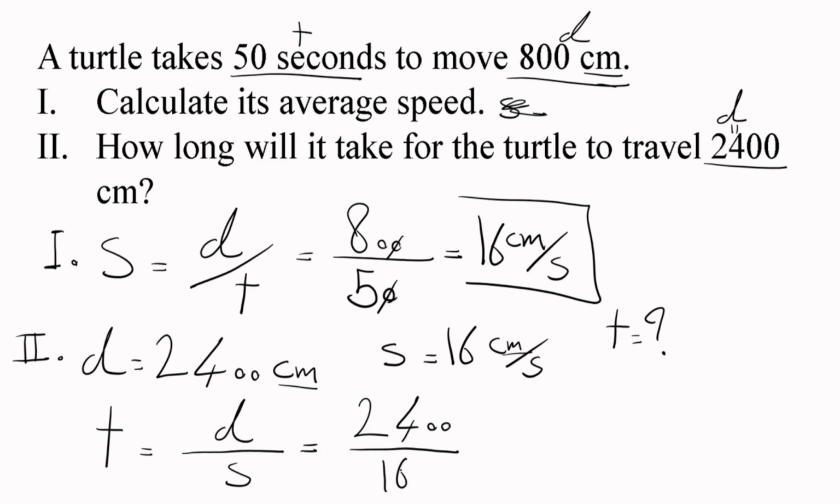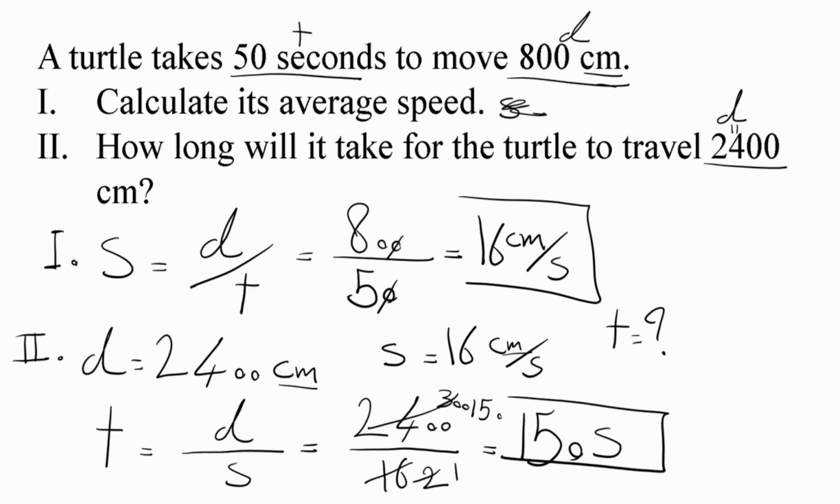Over 16. Okay, we can divide both of them by 8. If I divide by 8, it's going to be 2 and it's going to be 300. And I can then divide both of them by 2, 2 by 2 is 1. And if I divide this by 2, it's going to be 150. So the answer will be 150. What is the unit of 150? Because we have a speed based on centimeter per second, it's going to be second. Really easy.